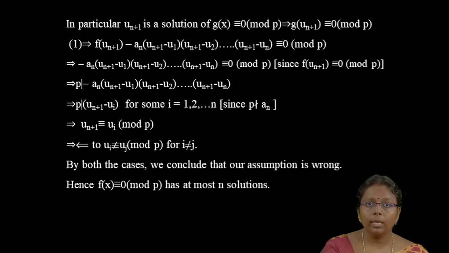So in both cases, we arrive at the conclusion that our assumption is wrong. Hence, f(x) ≡ 0 mod p has at most n solutions, where f(x) ≡ 0 mod p is a polynomial congruence of degree at most n.